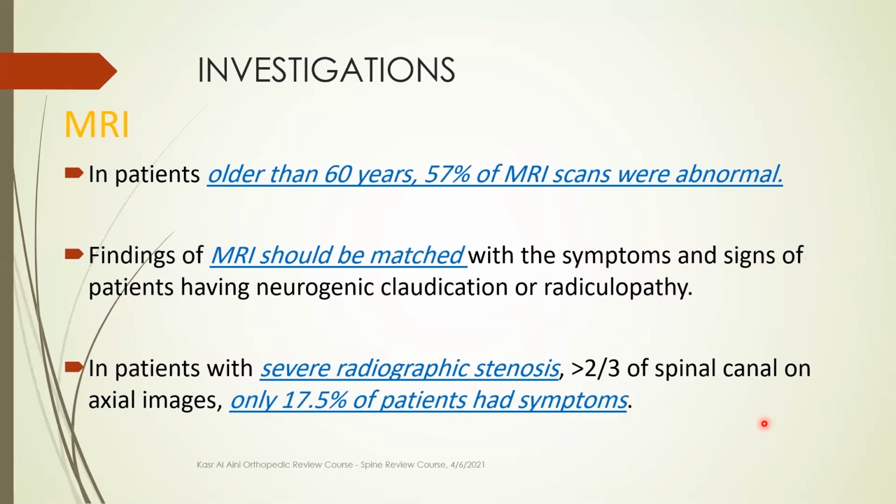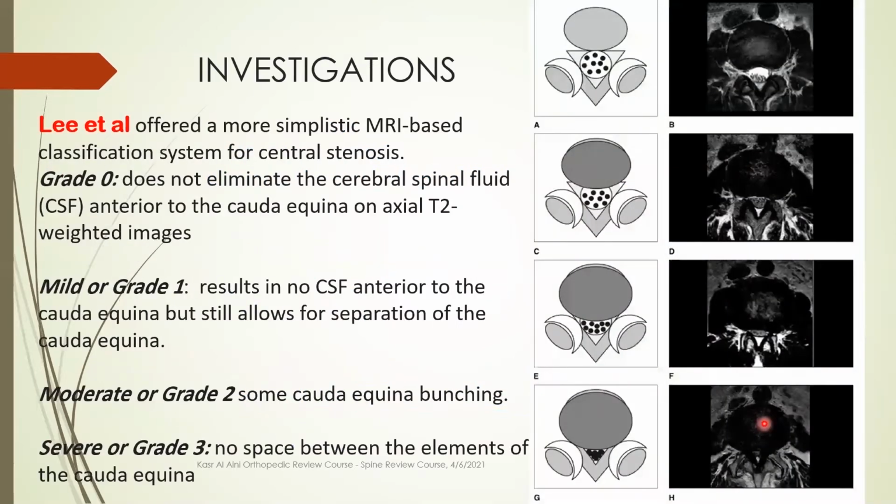MRI: in patients older than 60 years of age, 57% would have abnormal MRI. MRI should be matched with symptoms of patients. Patients with severe radiographic stenosis, only 17% would have symptoms. He described the classification using MRI for degree of central canal stenosis.